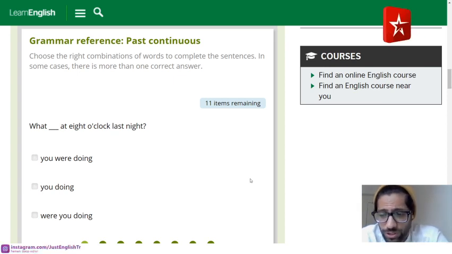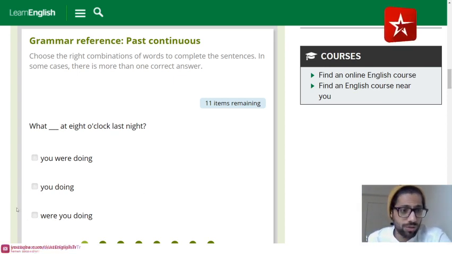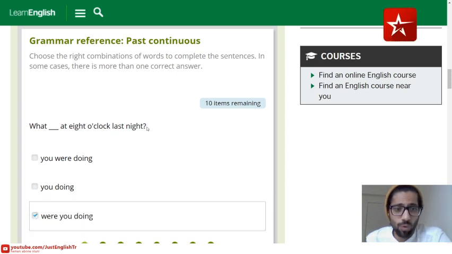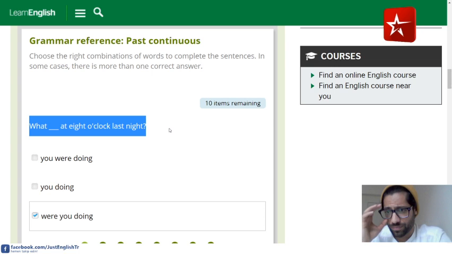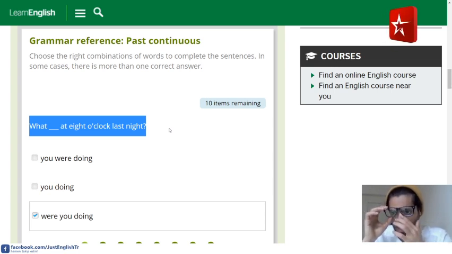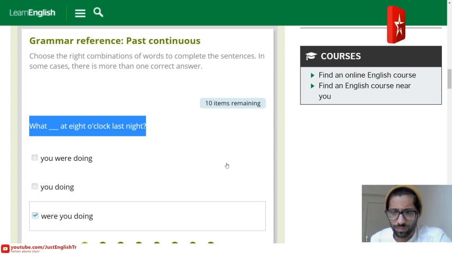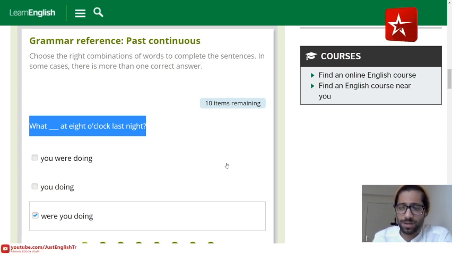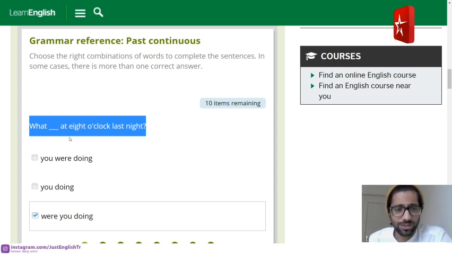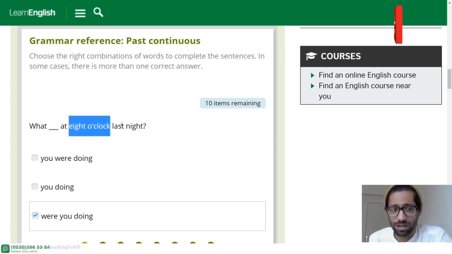So, what will we use here? What were you doing? So, let's talk about the sentence. What's the situation? It happened before and after another time, a specific time, not happening again and again, because it will take so long. It's a specific time because of 8 o'clock.